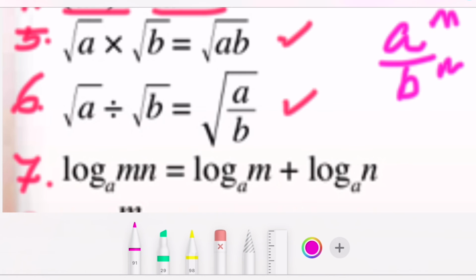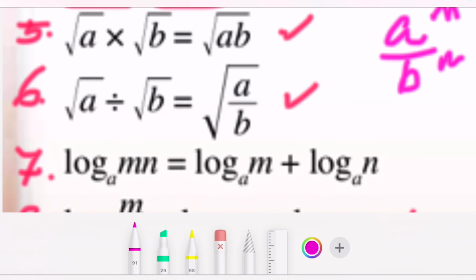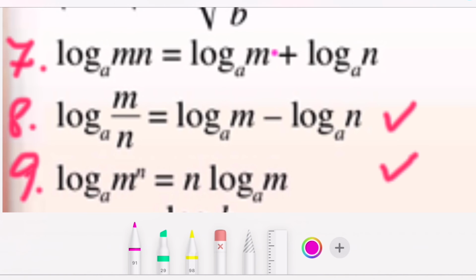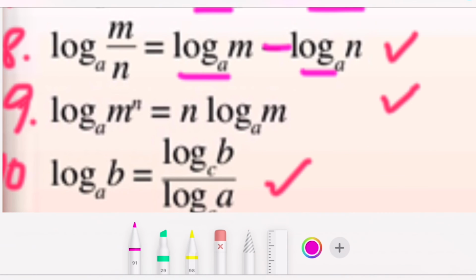For the third, you can combine. If multiply, divide. For log, multiply becomes plus. Bear in mind you have to write the base twice. If divide, you have to minus. If there is a power, you bring the power to the front. This is changing base.